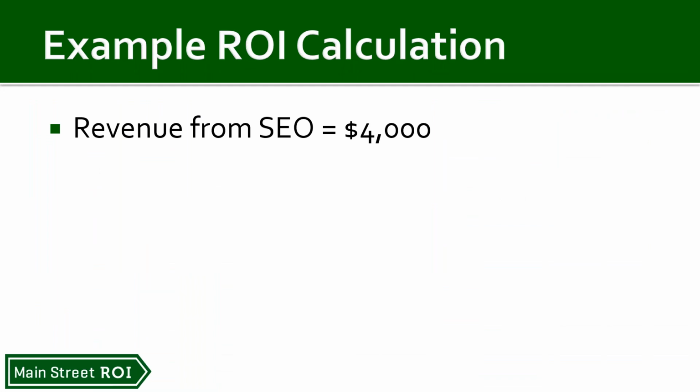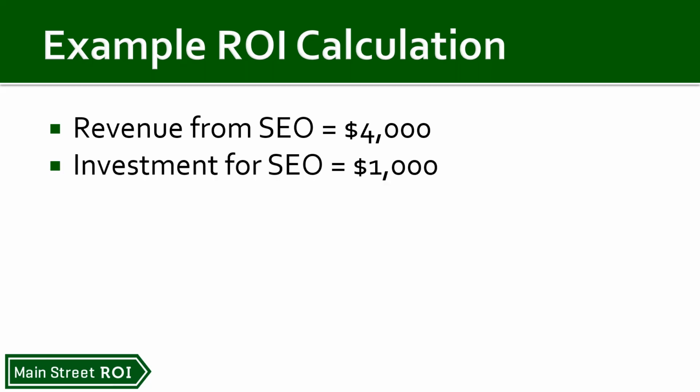All right, so an example ROI calculation, if you are tracking in this tracking sheet or your CRM, you would then know the revenue, let's say from SEO in this example, was $4,000. Let's say your investment is $1,000, and this is for a month of SEO, and then your return on investment in this example would be 300%.